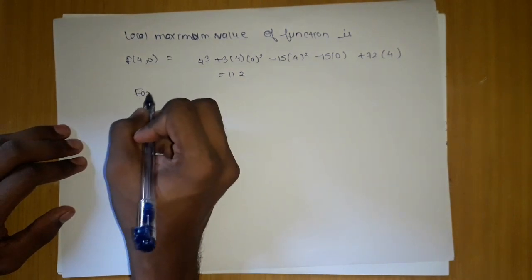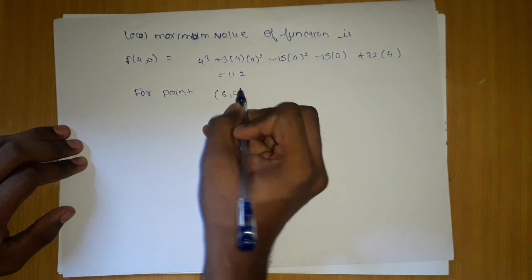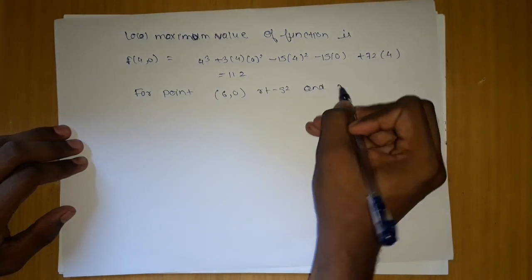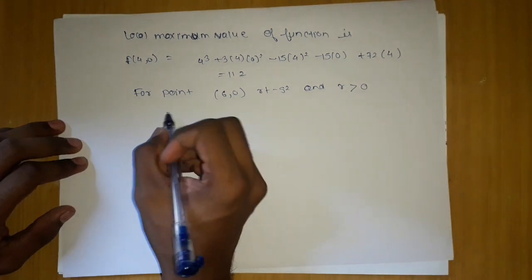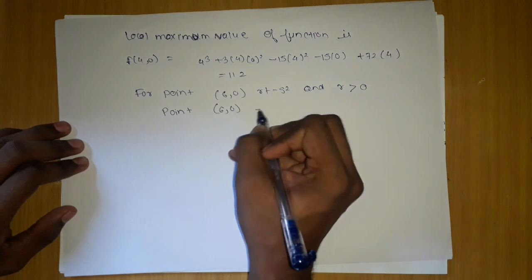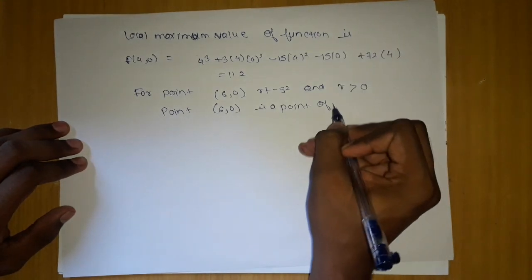Now for point, we are going to repeat this. For point (6, 0), RT minus S square is greater than 0 and R is greater than 0 here, and point (6, 0) is a point of what? Point of minima.